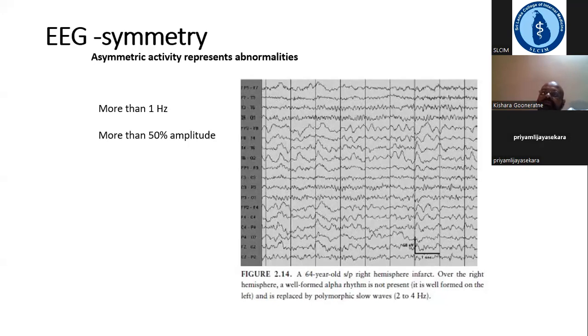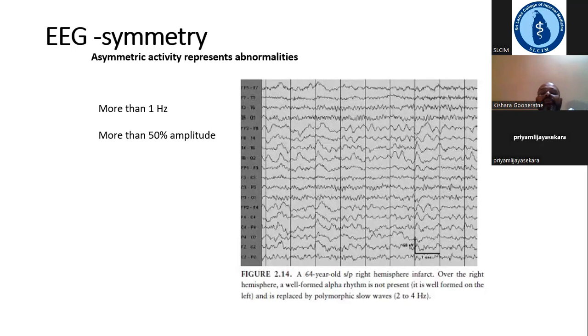EEG is not a tool to confirm or refute the diagnosis, because in about 50% of routine EEGs in a patient with true epilepsy, the EEG will be normal. That is an important fact that every trainee has to bear in mind. Just because a patient has a seizure, EEG will not either confirm or refute that diagnosis. The only way you make a diagnosis of epilepsy is by taking a good history.